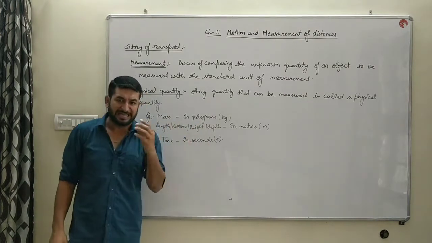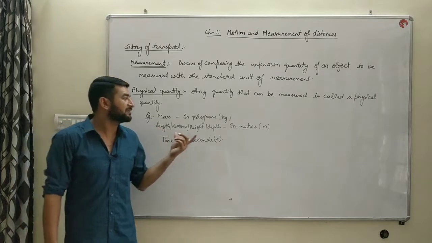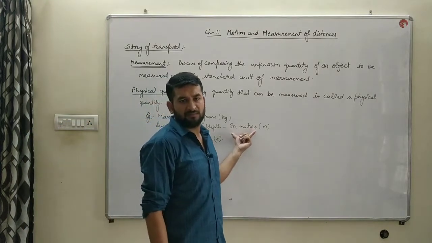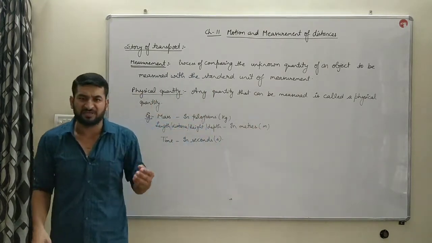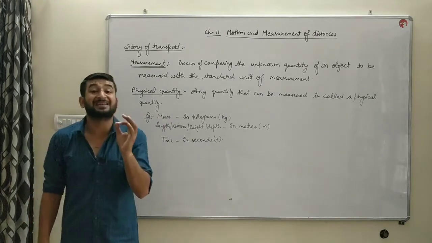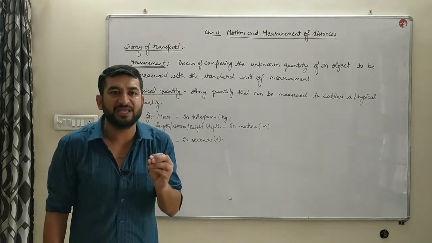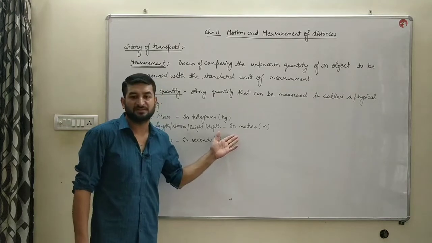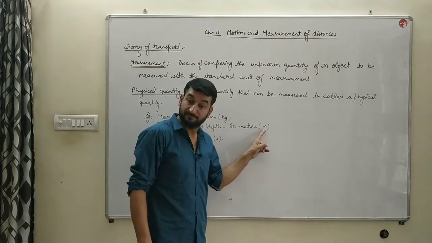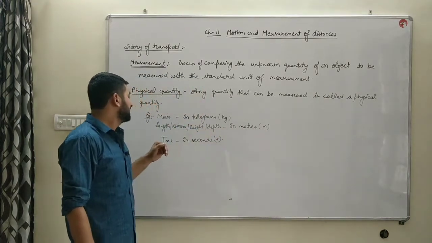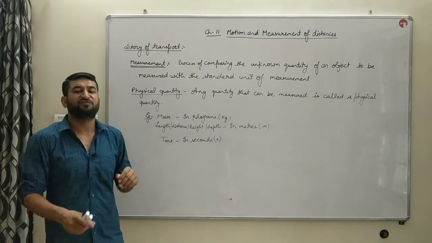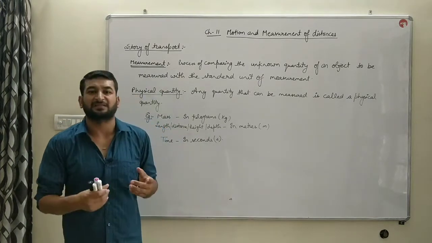The length, depth, height, all these are measured in meters. But there are other units of distance as well: centimeters, millimeters. But the standard international SI unit of distance is meters, represented by small m. Next, time. We measure time in seconds.